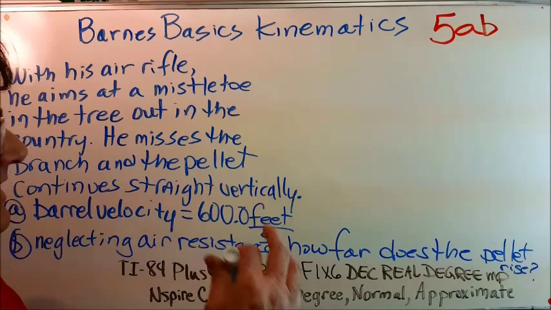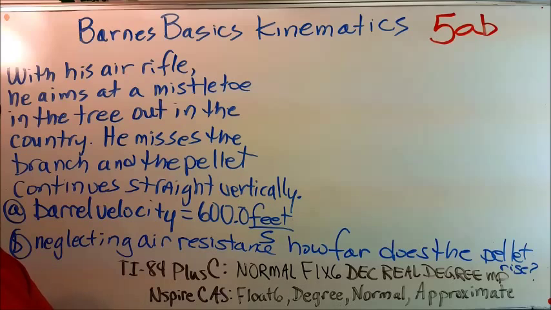With the holiday season approaching, I thought we would work in some kinematics problems that relate to the holiday season. With his air rifle, he aims at a mistletoe in the tree out in the country. He misses the branch and the pellet continues straight vertically.